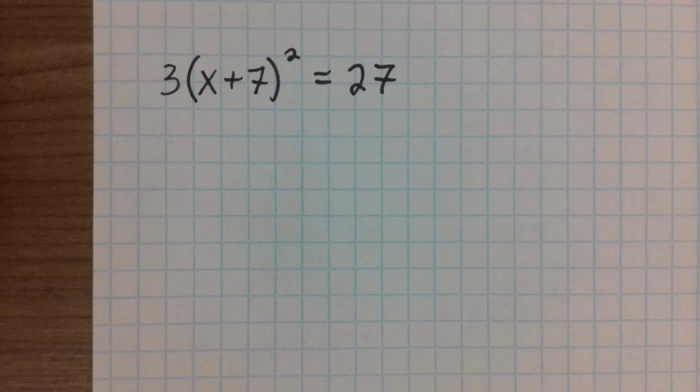The last type of problem I want you to try on your own. See if you can simplify or solve for x when 3 times the quantity x plus 7 squared equals 27. Pause here and see if you can get it.